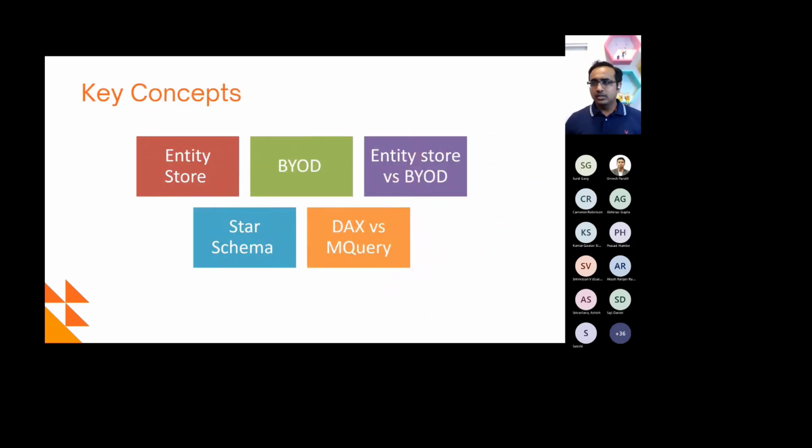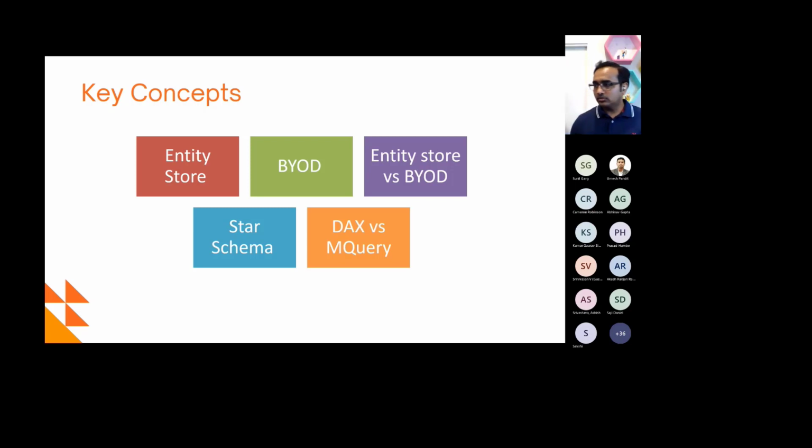Now, some key concepts. There are a few terms you will hear when you talk about Power BI: entity store, BYOD, and the difference between entity store and BYOD. We will also talk about star schema and the difference between text and query. First of all, why were these tools created? The reason is that Dynamics 365 Finance and Operations is a SaaS-based application. The database is SQL Azure as of today. It's in the cloud, and we don't have direct connectivity to this database. So there was a need for customers to get access to this data for analytics purposes, and for those purposes these different frameworks were created.